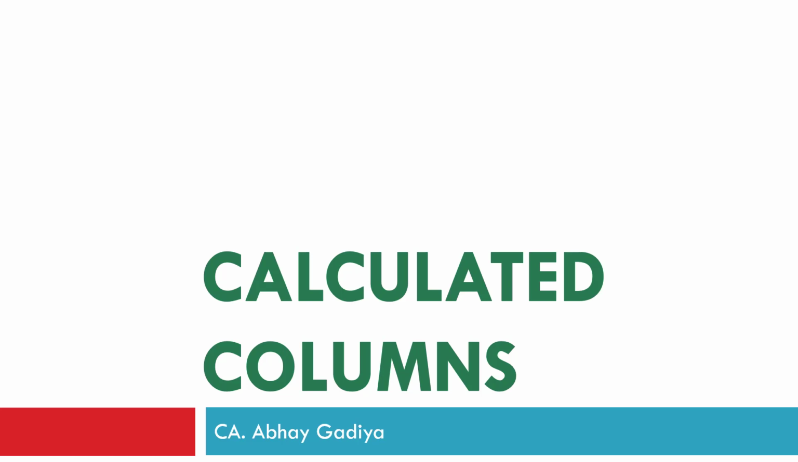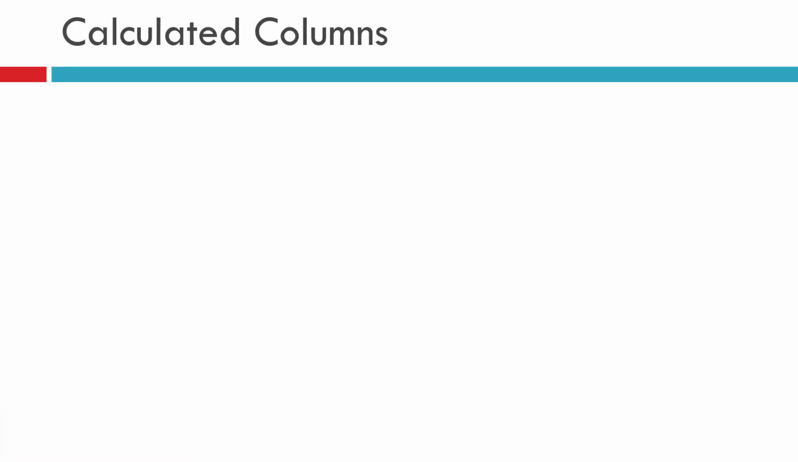As I mentioned in previous videos, there are two ways through which you can use DAX functions: calculated columns and calculated measures. Now, in this video, we will look at what calculated columns are, when they are to be used, and what is the best alternative to calculated columns. So let us start with simple things first.